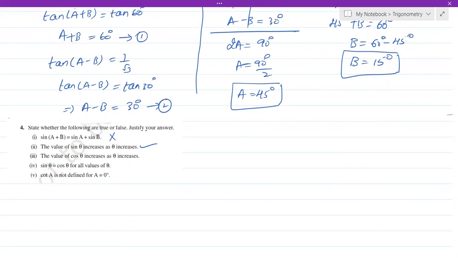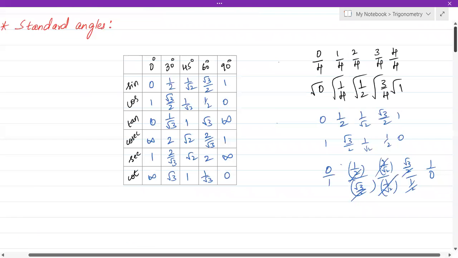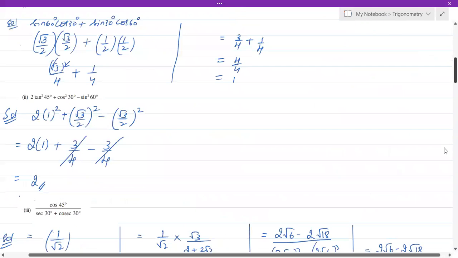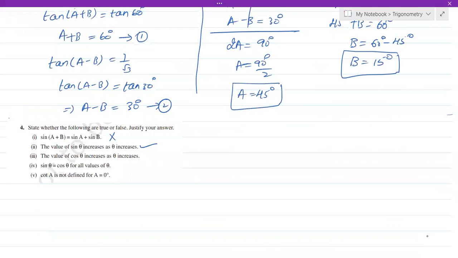So it is true. The value of cos theta increases as theta increases. Let's check it. Observe the cos theta. The angles are increasing. What about the values? If you observe, the values are decreasing. 1, root 3 by 2, 1 by root 2, 1 by 2, 0. So the values are decreasing. As the angle increases, the value is decreasing. Therefore, this is false.